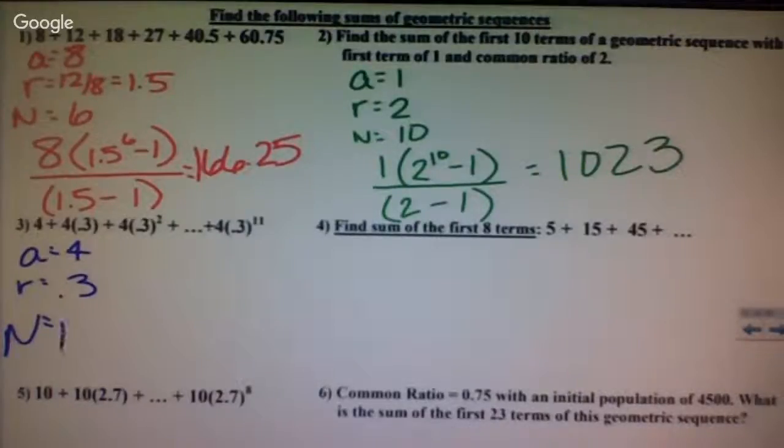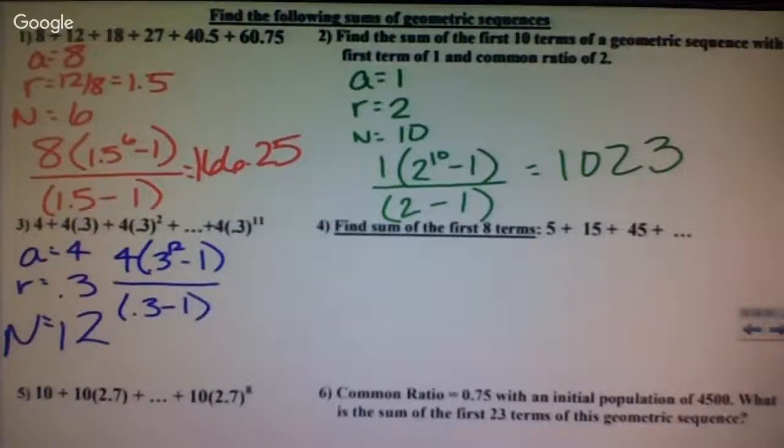Remember, it goes from P sub 0 to P sub 11. So 1 to 11 is 11, and when you plug in that P sub 0, you actually have 12. So we've got 4 times 0.3 to the 12th minus 1, over 0.3 minus 1.